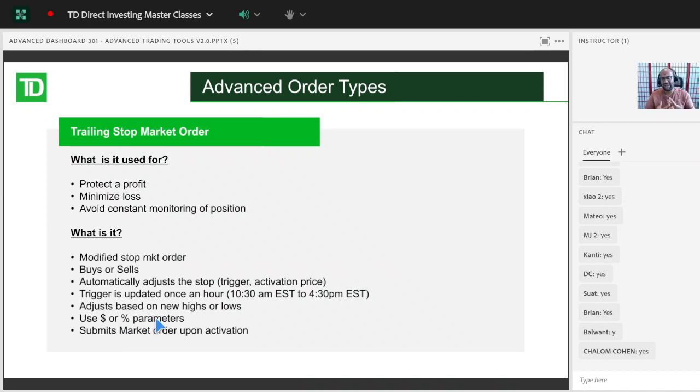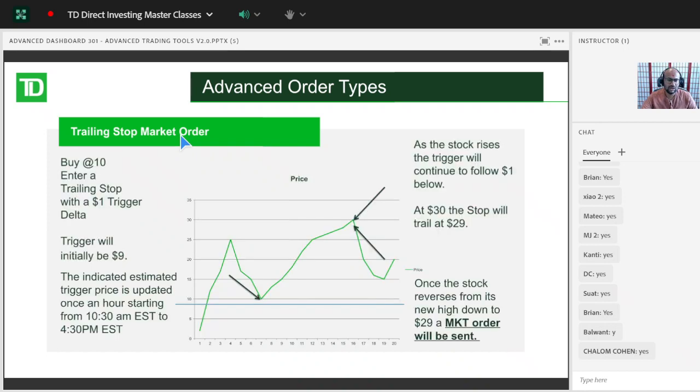All right. And when you're placing this order, there are two ways you can set it up, either as a percentage or a dollar value. I'll explain the difference that we're going to be talking about. And then finally, just remember that once this order triggers, it becomes a market order, as the name suggests, the trailing stop market order.